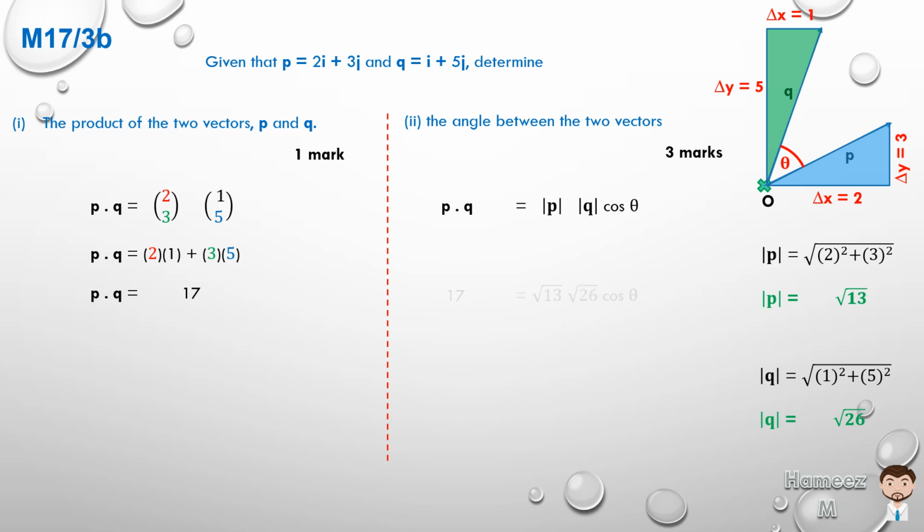So the length of Q is the square root of 26. We can now substitute, and that will give us 17 is equal to the square root of 13 times the square root of 26 cos theta. As such, we can find cos theta, which will be 17 divided by the square root of 13 by the square root of 26. So theta works out to be 22.38 degrees. That will be the angle between the two vectors.